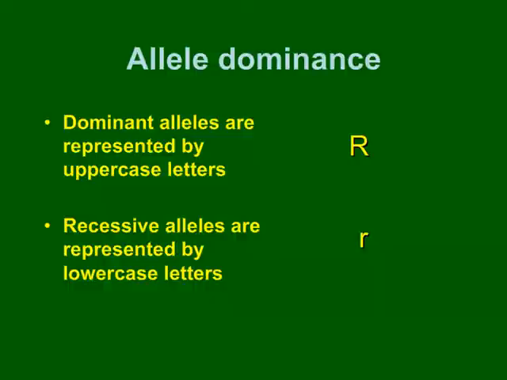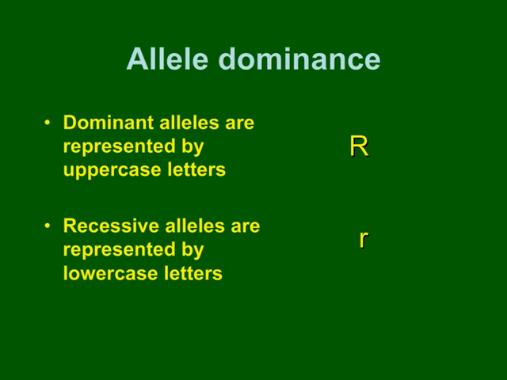So here we just need to have a note about how we denote a dominant versus a recessive allele. Well, we denote dominant alleles by uppercase letters and recessive alleles by lowercase letters. Now, what the letter is doesn't really matter. We tend to choose a letter that stands for the first name of the trait. For example, these might be alleles for tongue rolling. A big R indicates you have a dominant allele, whereas the little r means you have a recessive allele.